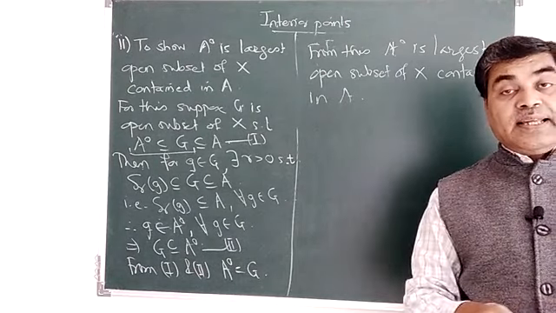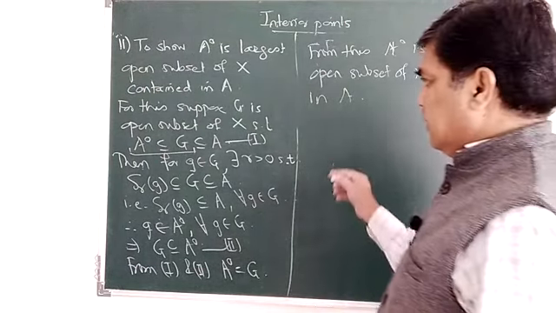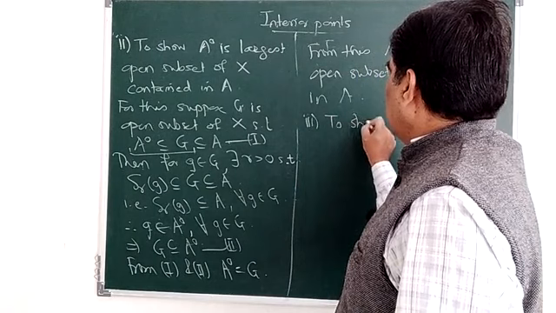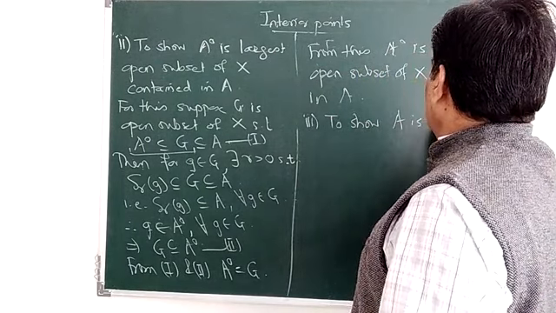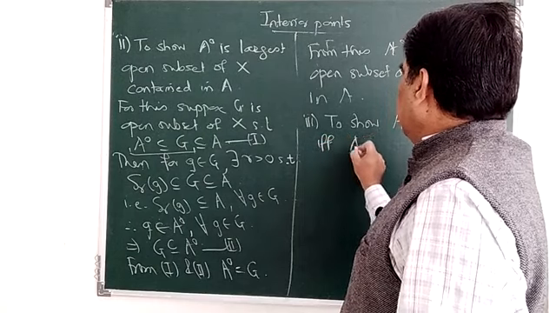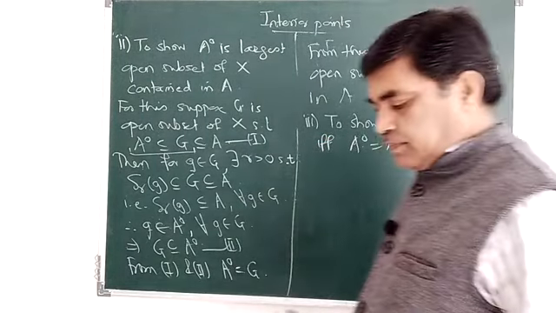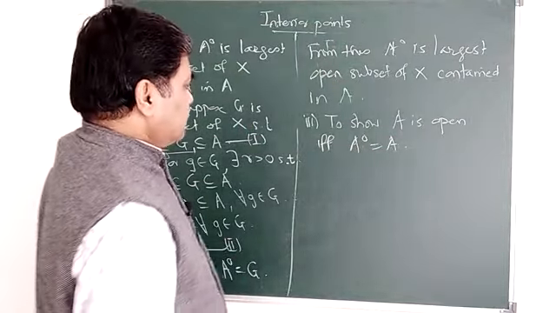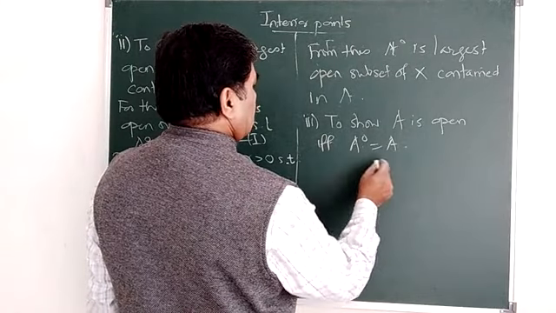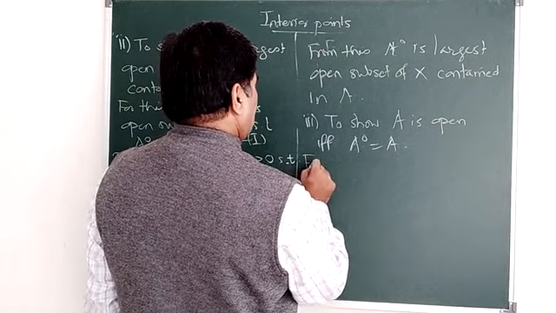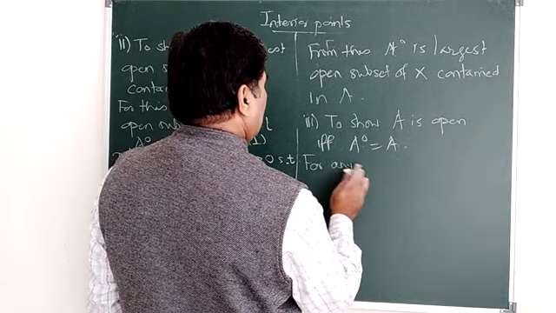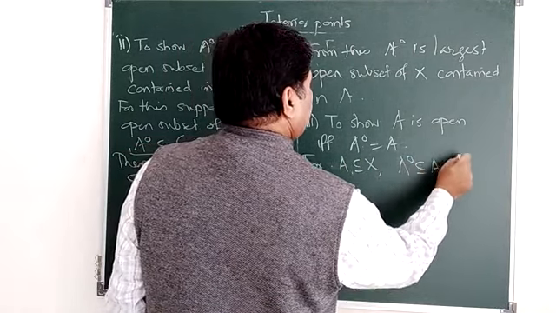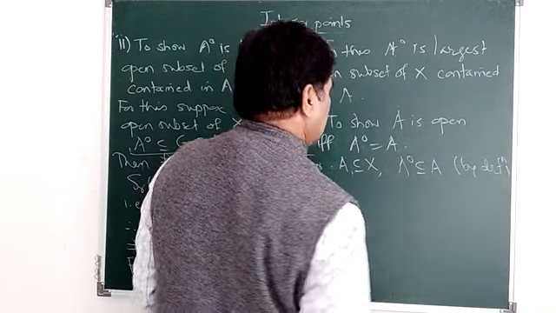Our third aim is to show that A is open if and only if A interior is equal to A. Third, to show A is open if and only if A interior is equal to A. So, for any subset A of X, A interior is a subset of A by definition.